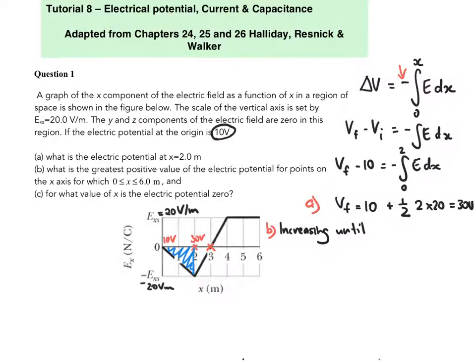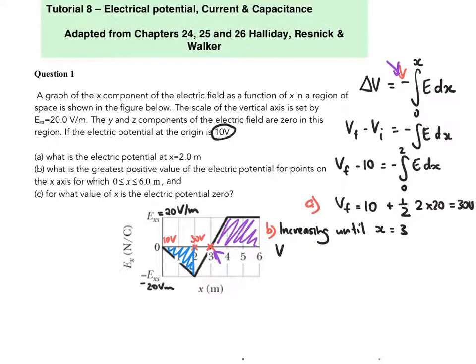So let's write that. It's increasing until x equals 3. After that, if we find the area under this part here, we're going to get a positive value, but because of the negative sign here, we're going to start decreasing the potential after x equals 3. So we're going to build up to some point here, and then we're going to start decreasing. So we need to find the potential at x equals 3, which we can do very easily.